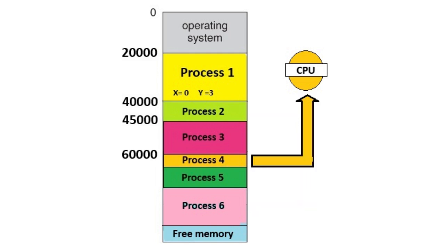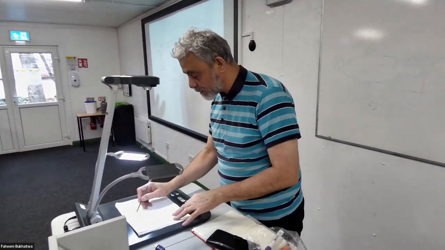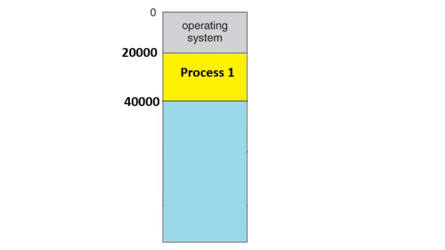But there's another way of executing a program. Say, for example, here's memory, and this part belongs to the operating system. And let's say this part here is now process 1. So process 1 has memory space from this location to that location. Now, there's a new way of programming, using something called threads. So a thread is like a second program that runs.